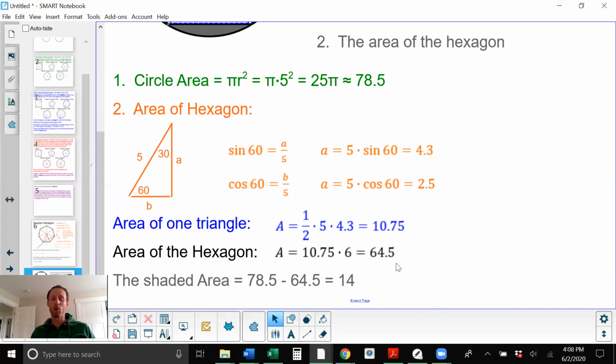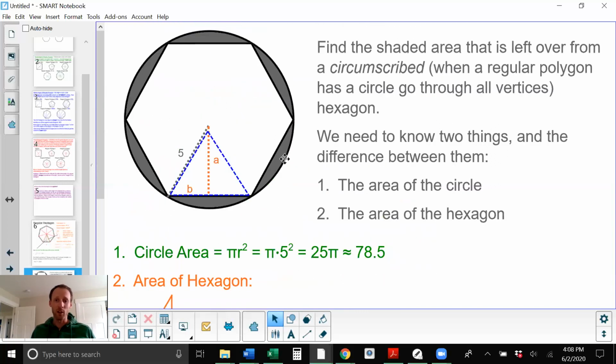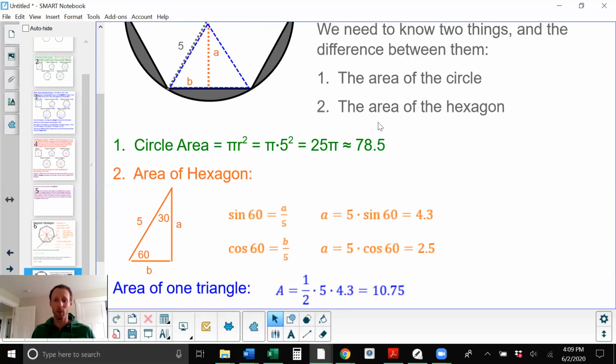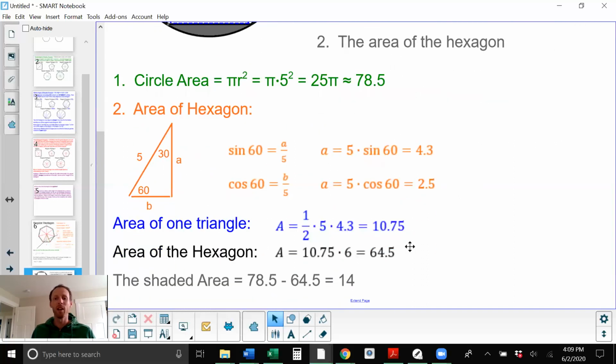Now, at this point, we have to remember, what were we actually trying to find? Well, we were trying to find the shaded area. And the shaded area is the area of the circle minus the area of the hexagon. Well, the area of the circle is 78.5. The area of the hexagon is 64.5. The difference between those is 14. And there you have it.